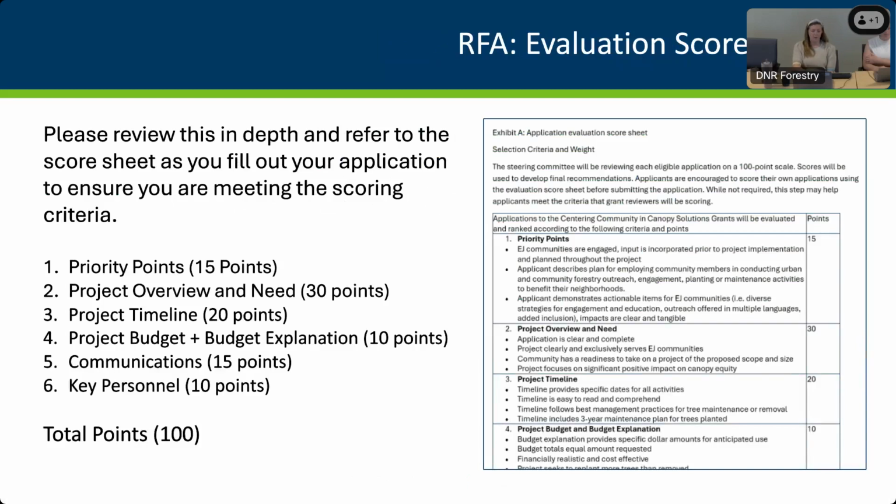The final component of the request for application is an evaluation score sheet. Please review this in depth and refer to the scoring sheet as you fill out your application to ensure you're meeting the scoring criteria. The broad categories we will be scoring on are project overview and need, project timeline, project budget and budget explanation, and the project impacts on priority populations, as well as communications plans. As you draft your application, ensure that you're meeting each subpoint within these categories to create a successful proposal.